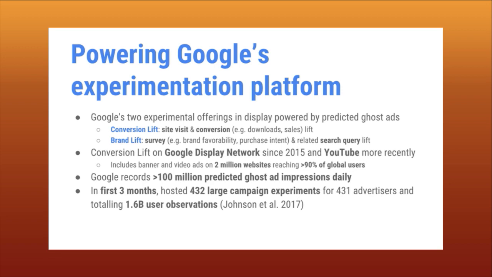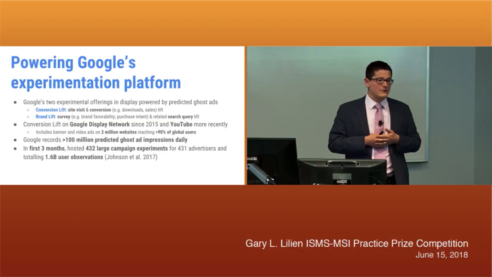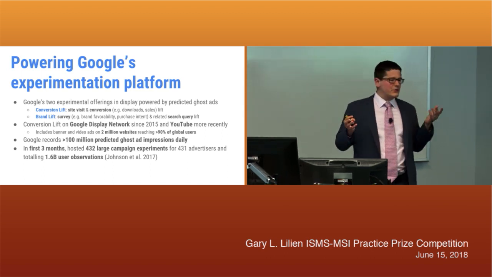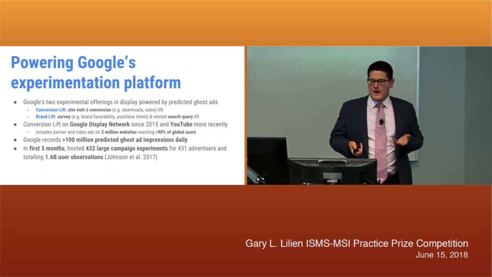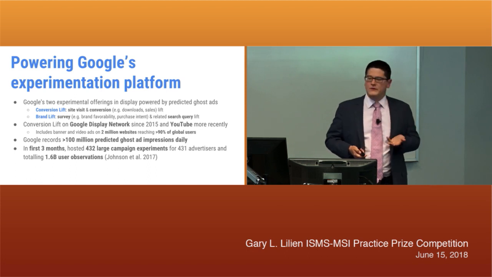Now, I'm not able to tell you the exact number of advertisers that have made use of this so far, but I can tell you that in the first 3 months, we hosted 432 large ad experiments by 431 ad firms. And these totaled 1.6 billion users. We know this from a related follow-up work that analyzed all these experiments. Now, 432 is a very large number, but I wanted to try and put some faces on this number.